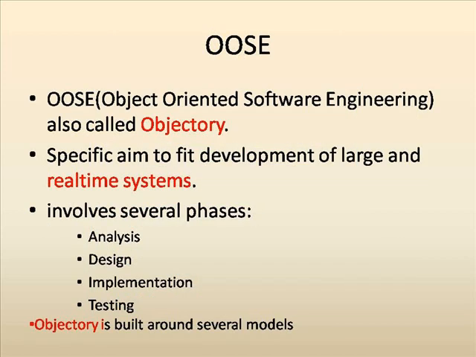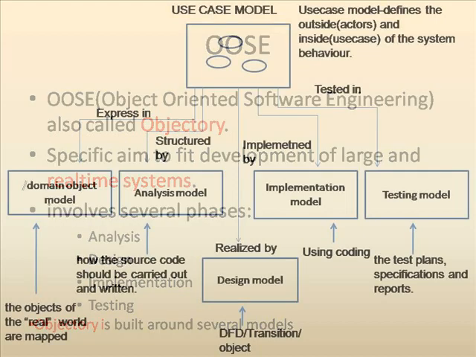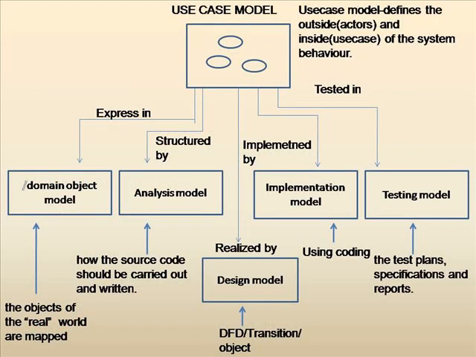Next one is object-oriented software engineering. Object-oriented software engineering is also called Objectory. The aim of OOSE is to fit development of large and real-time systems. It involves the analysis phase, design phase, implementation phase and the testing phase. Objectory is built around several models. They are the domain object model, analysis model, design model, implementation model and the testing model.